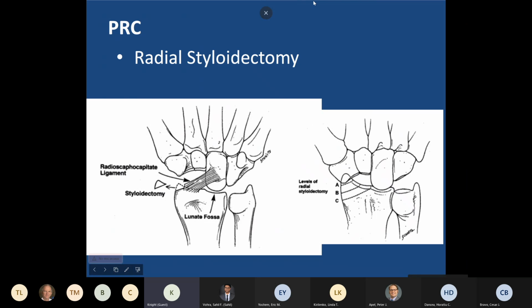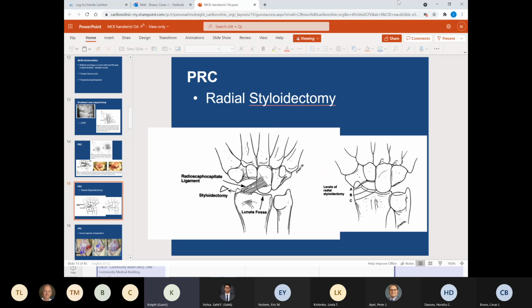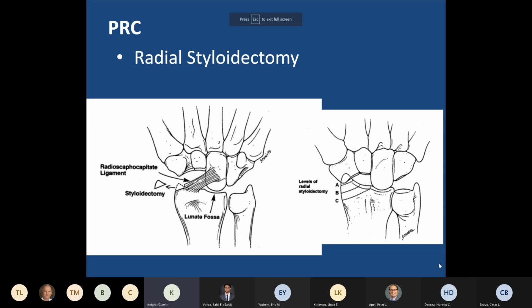So you would want to be careful to not harm the volar ligaments, particularly the RSC, and certainly a radial styloidectomy is a possible thing you would do, depending on if there's impingement at the time of surgery. You don't want to take more than maybe 4 millimeters. And of course, you don't want to damage the volar ligaments, particularly the RSC. So those are just some things to keep in mind. Next.